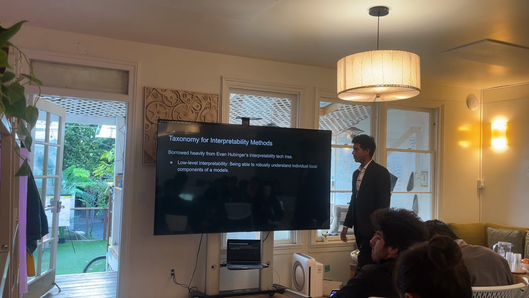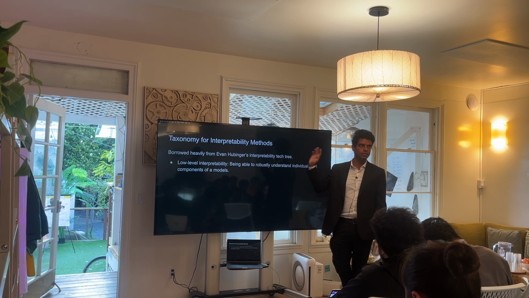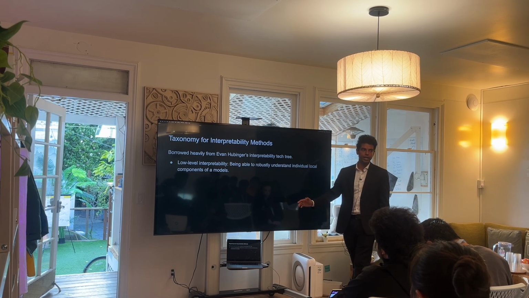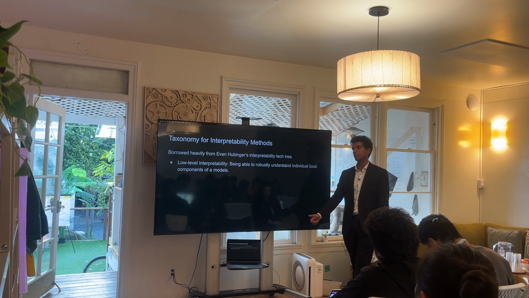Low-level interpretability is being able to understand specific individual local components of models. This is basically what most current mechanistic interpretability tries to do: look at an attention head and say what it does. If you can do this while recovering like 99% of what that attention head is doing, I'd say this is a great example of low-level interpretability.